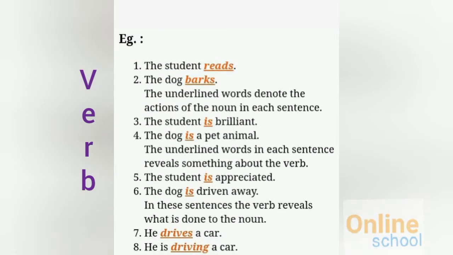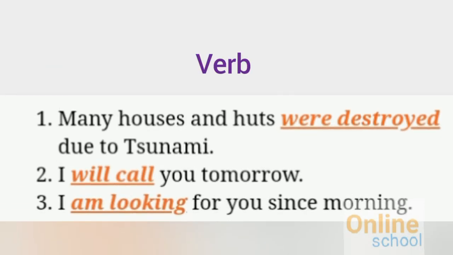Example number 7, he drives a car. Number 8, he is driving a car. In sentence number 7, drives is a verb. In the last sentence, is acts as an additional verb. When a verb is added with one or more verbs, that is known as a compound verb. The underlined verbs showing now in the sentences are known as compound verbs.